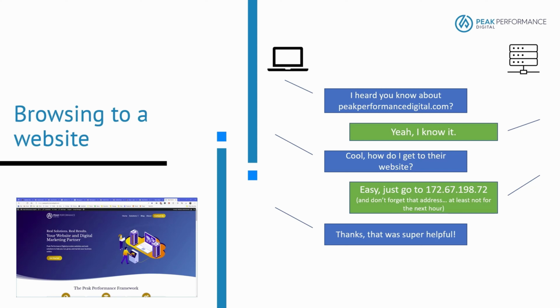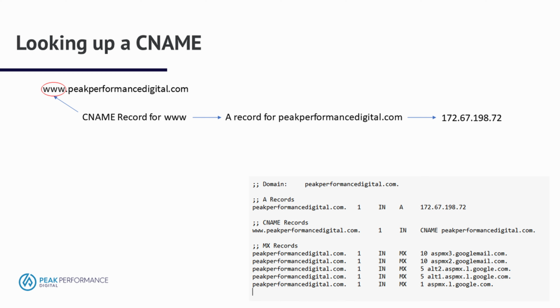This process works very much the same way for subdomains as well. For example, if someone typed in www.peakperformancedigital.com, my DNS server would find the CNAME record for www that points to peakperformancedigital.com. From there, it looks up the IP address for that domain name and goes on its merry way. Email delivery also works similarly.